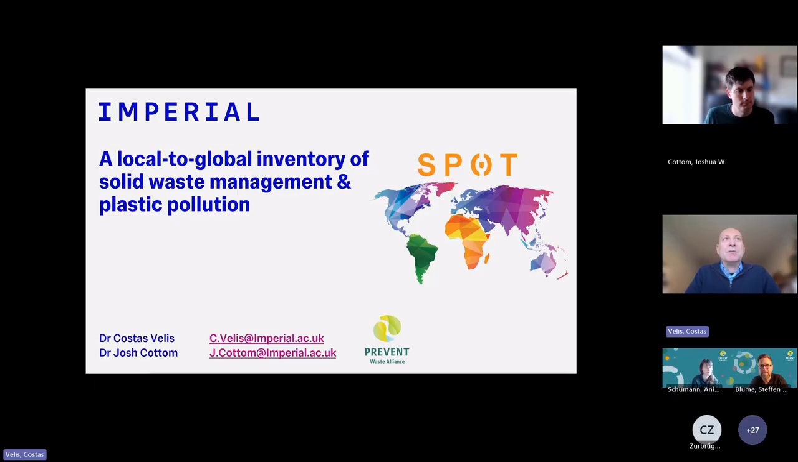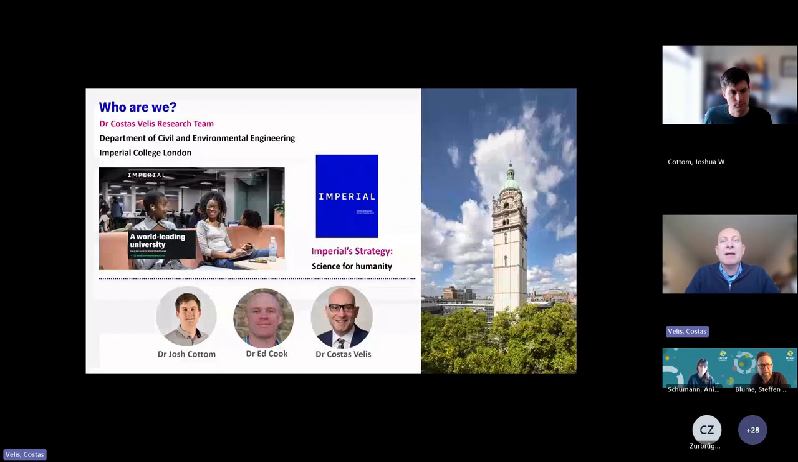So today we're going to be covering this tool called SPOT. This is a local to global, as we call it, tool that provides an inventory of solid waste management, and as an additional layer, it quantifies plastics pollution. And I'll be doing that together with Dr. Cottom, so we'll be taking turns in presenting that, starting with me.